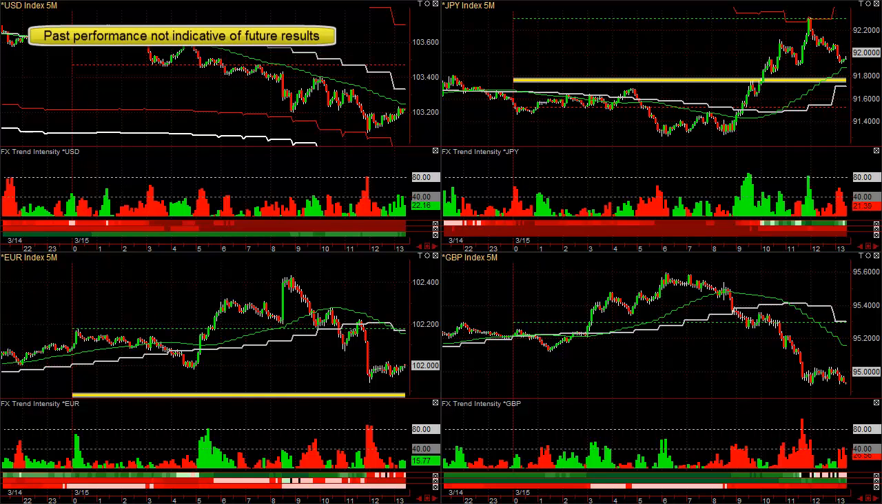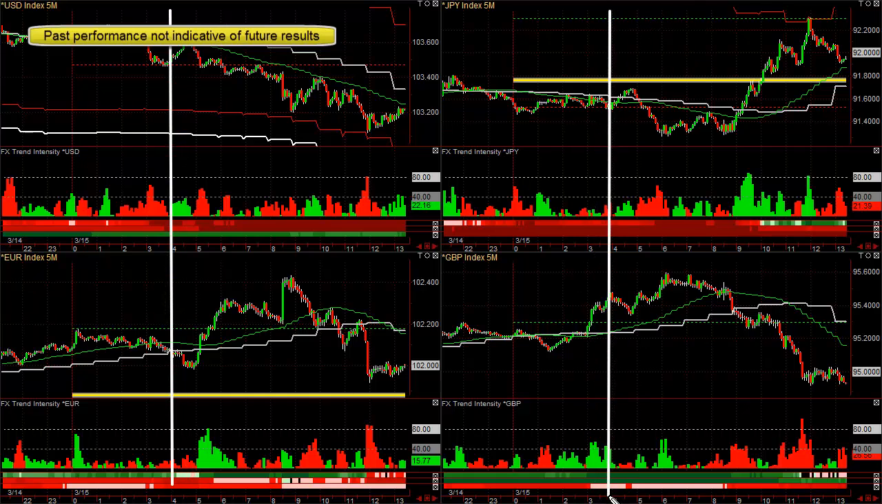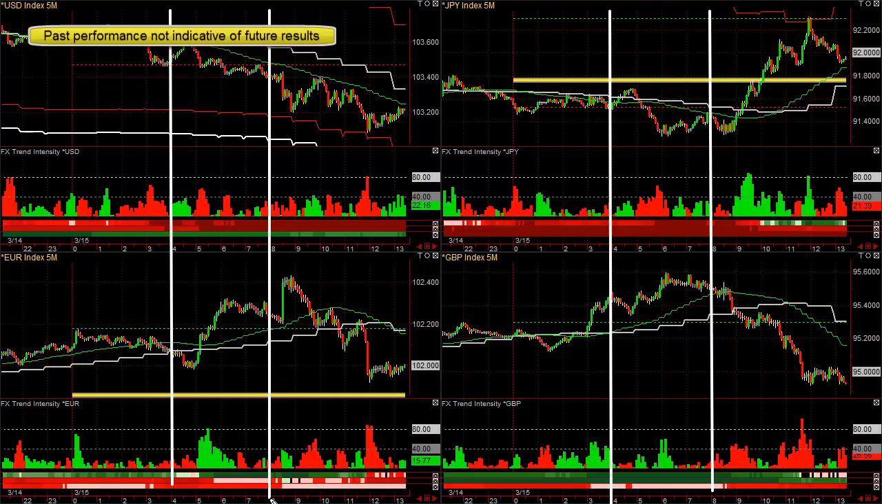So let's break this into different parts of the day and look for trades before 4 o'clock, from 4 to 8, and then 8 onward, just to let you segregate this. Most people don't trade for more than a couple hours.